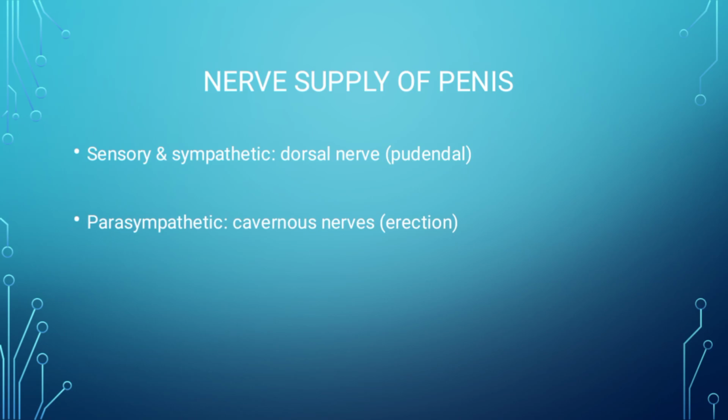Then we will look at the nerve supply. Nerve supply comes mainly from the spinal segments S2 to S4. Sensory and sympathetic fibers travel through the dorsal nerve of the penis, a branch of the pudendal nerve. Parasympathetic cavernous nerves control the vascular changes responsible for the erection.